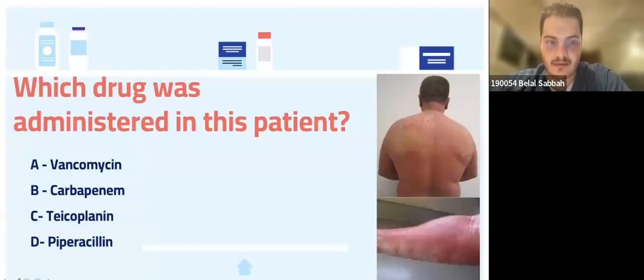Well, guys, I kind of spoiled the question, but which drug was given in this patient? So you can see I'm putting some easy questions and then some harder questions so you guys get an idea. So A, vancomycin, red man syndrome. Yep. Can anyone explain what red man syndrome is? Like what's happening?